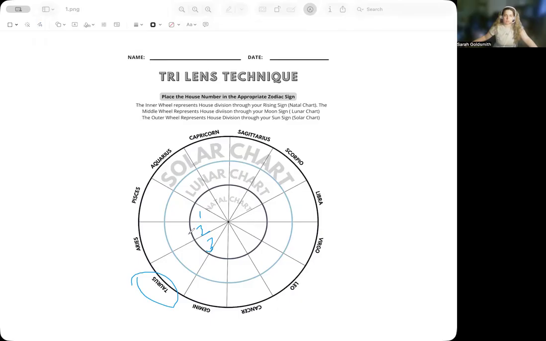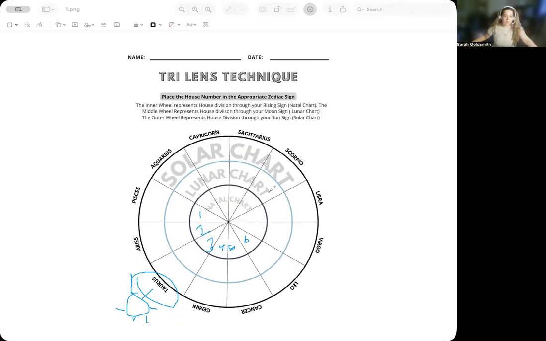counterclockwise. No, this is clockwise. Yeah, clockwise. So one, two, three, four, five, six, and so on. But all I care about right now is Taurus because the sun is in Taurus. So that's why. Now I'm going to go to my lunar chart.